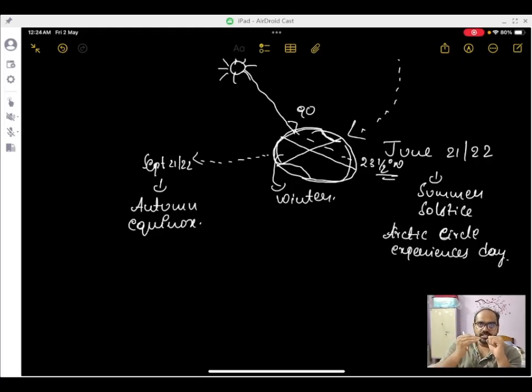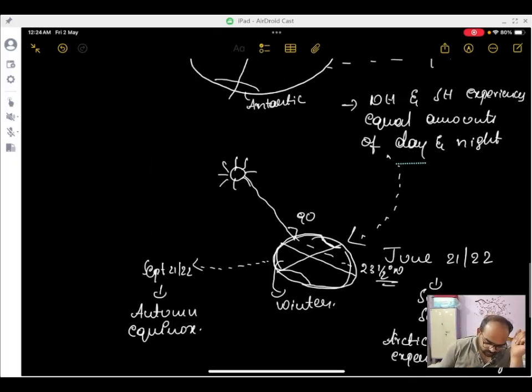From the Tropic of Cancer, they are shifting southward. And on September 21st, they are at 90 degrees with the equator, that is equinox. So during the equinox period, the southern hemisphere and northern hemisphere experience equal amounts of day and night again. So from September 21, again, Earth is revolving in the east to west direction. And in December, what happens?